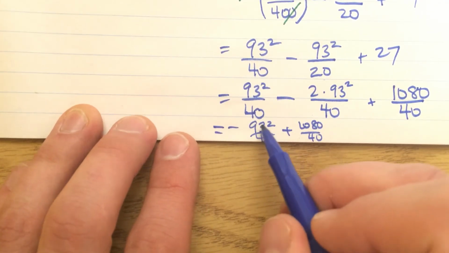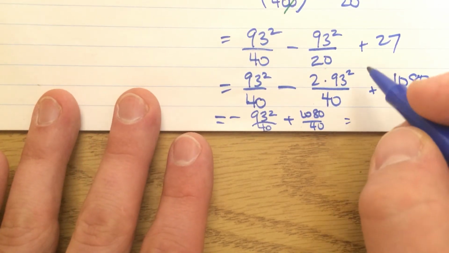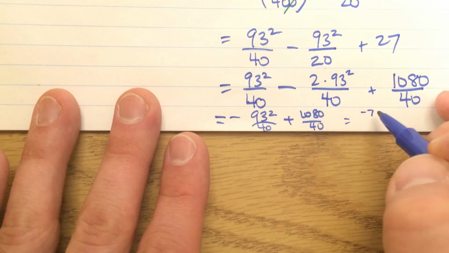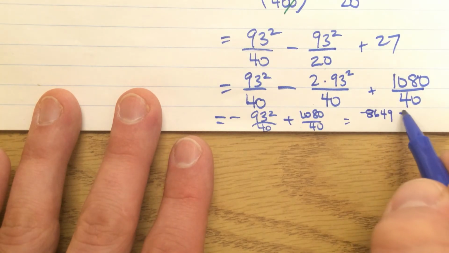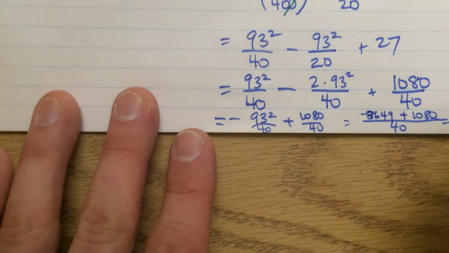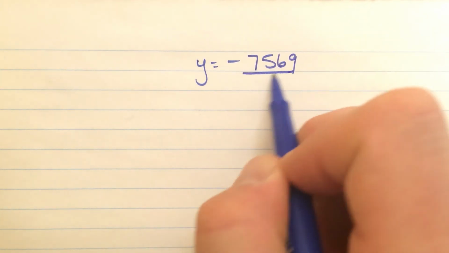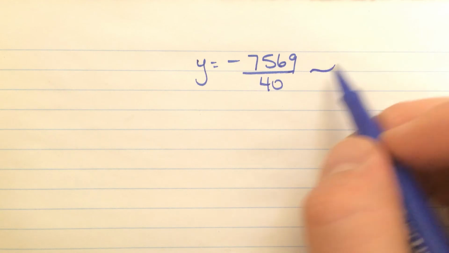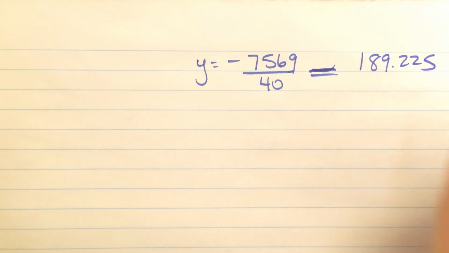Now you can grab a calculator or otherwise figure out what 93 squared is. Sorry to write this horizontally here. It is negative 8,649, and then I'm going to add in that 1,080, all over 40. When you get that final number, y is equal to negative 7,569 over 40, which is a decimal as well. Let's get an exact decimal: negative 189.225. That one does work out.